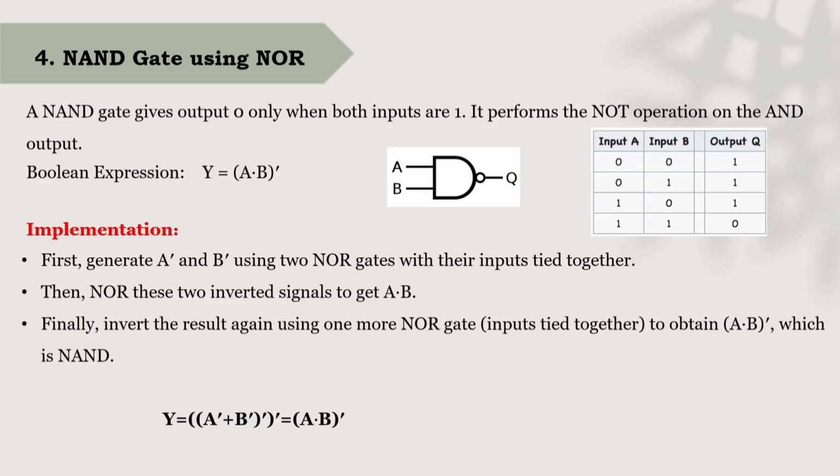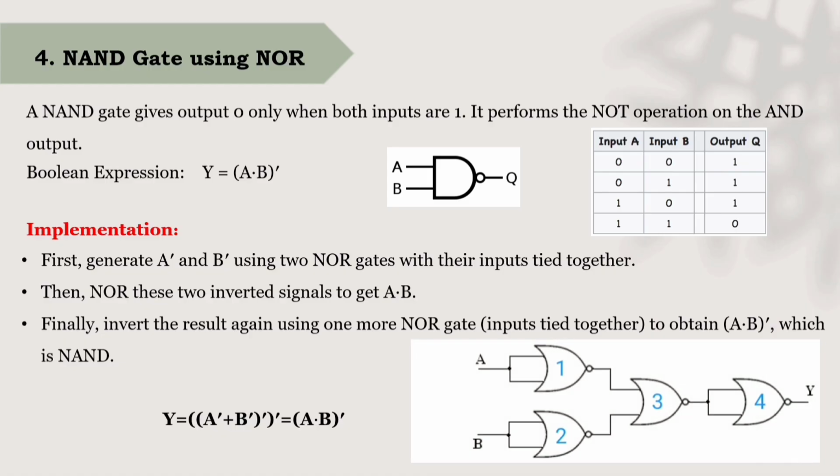A bar plus B bar. So first we need to generate A complement and B complement using two NOR gates with their inputs tied together. Then the outputs of these two NOR gates are taken as the input for the third NOR gate so that we are going to get (A bar plus B bar) whole bar. But we need only A bar plus B bar. So the output of the third NOR gate is taken as the input for the fourth NOR gate, so that we are going to finally get the equation which gives the result as the NAND gate.